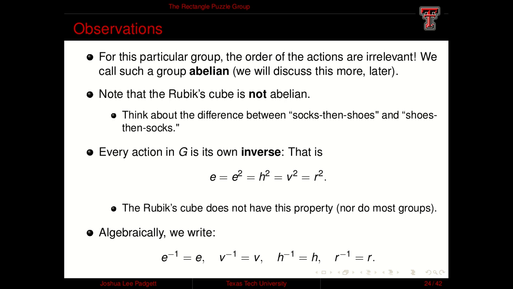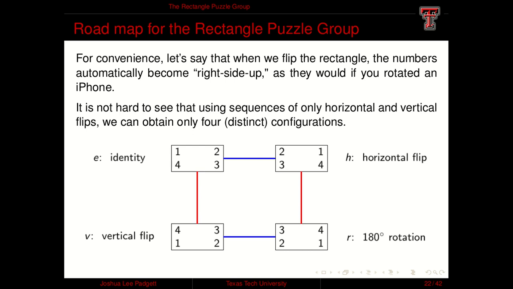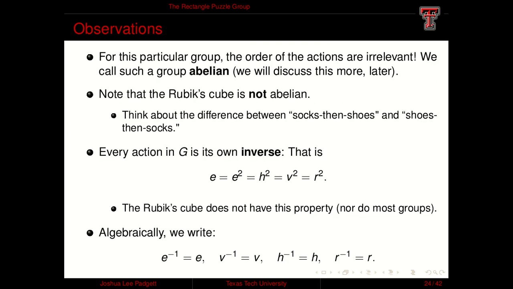Now, another observation that we can make is that every action is its own inverse. So what do I mean? Well, if I were to do a horizontal flip, I end up here, but performing a horizontal flip again puts the 1 and 4 on the left, which is back over here. And similarly for vertical and for rotations. So every action is its own inverse. So the idea is basically when I reverse my action, it's the equivalent of doing nothing. And so every single one of them reverses themselves. The Rubik's Cube, nor most groups, do not have this property. This is something very special here, but it's an observation we can make.